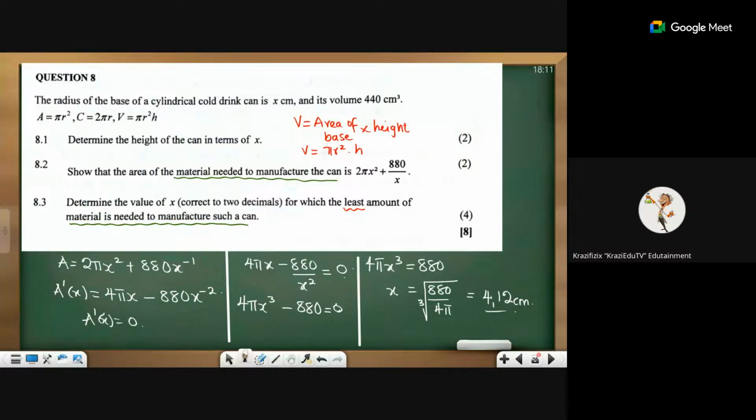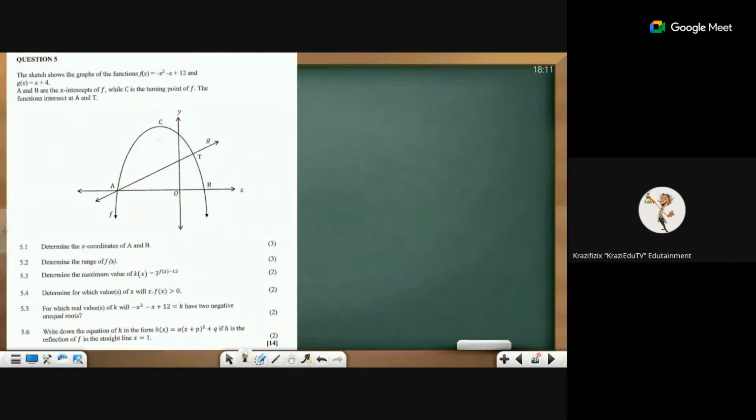All right, let's go to our functions now quickly. Let's hit our functions now as quickly as possible. All right, guys, we have a parabola, and I'll be saying a few things as we go on. Please make small notes for yourself. Very, very important. The sketch below shows the graph of f of x.